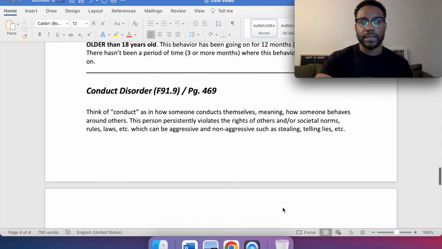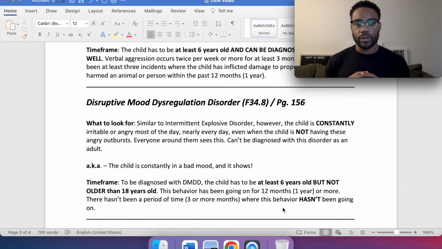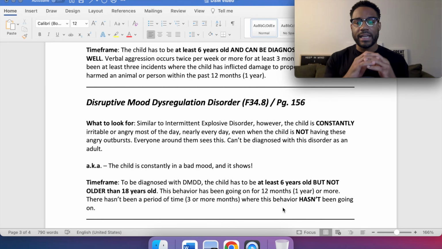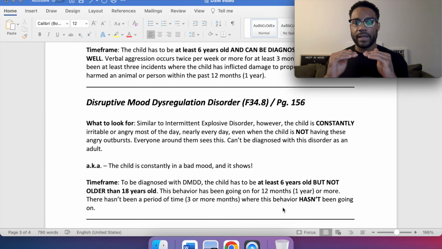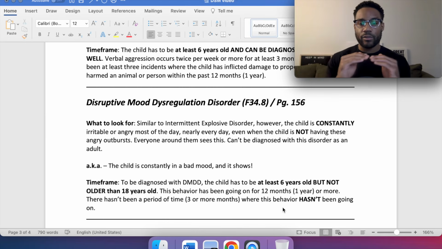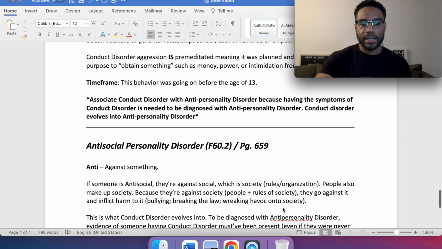And then when we go again back to disruptive mood dysregulation disorder, this is more so having that constant negative, irritable mood, even when you're not having those temper tantrums. Like at baseline, you have that irritability, that anger, that frustration on your face. It shows, people around you see it, and it's ongoing. That's how you differentiate it from conduct disorder and antisocial personality disorder.